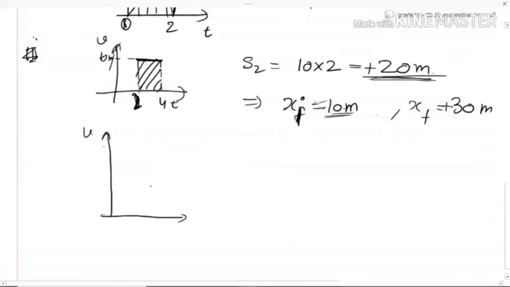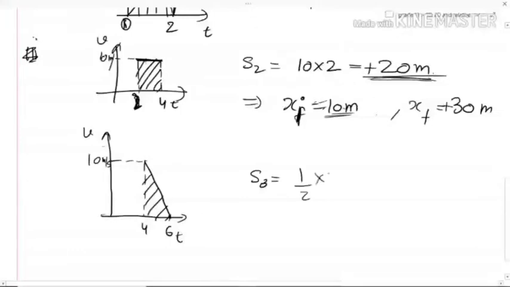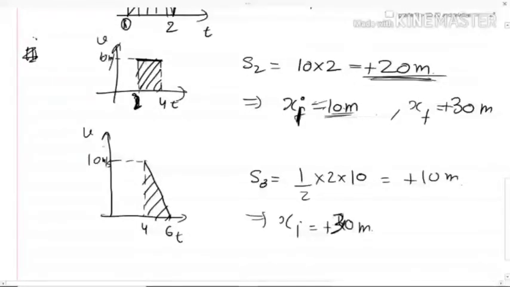Now, the third part. Does the third part look something like this? From 4 seconds to 6 seconds, 10 meters. Yes or no? The curve is coming down, right? So what will be the area under the curve? Only this triangle now. S3 will be equals to half into 2 into again 10. So this will be plus 10 meter more. So if initial position was 30 meters, the final position will become 40 meters.